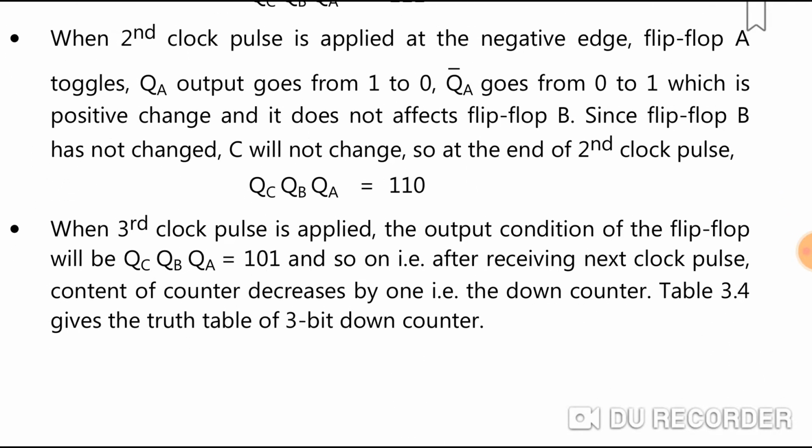When the second clock pulse is applied at the negative edge, flip-flop A toggles. QA output goes from 1 to 0, so QA bar goes from 0 to 1, which is a positive change, and it does not affect flip-flop B. Since flip-flop B has not changed, C will not change, so at the end of the second clock pulse, QC, QB, QA is 1, 1, 0. When the third clock pulse is applied, the output condition of the flip-flops will be QC, QB, QA equal to 1, 0, 1 and so on. That is, after receiving the next clock pulse, the content of the counter decreases by 1, that is the down counter.